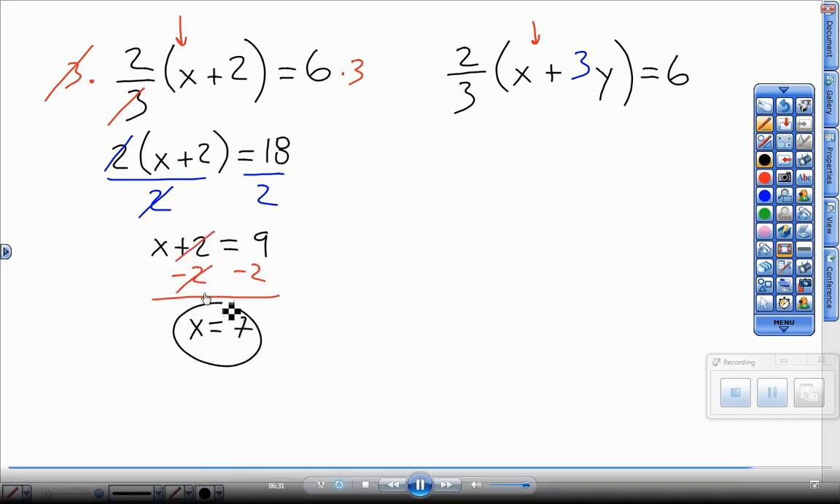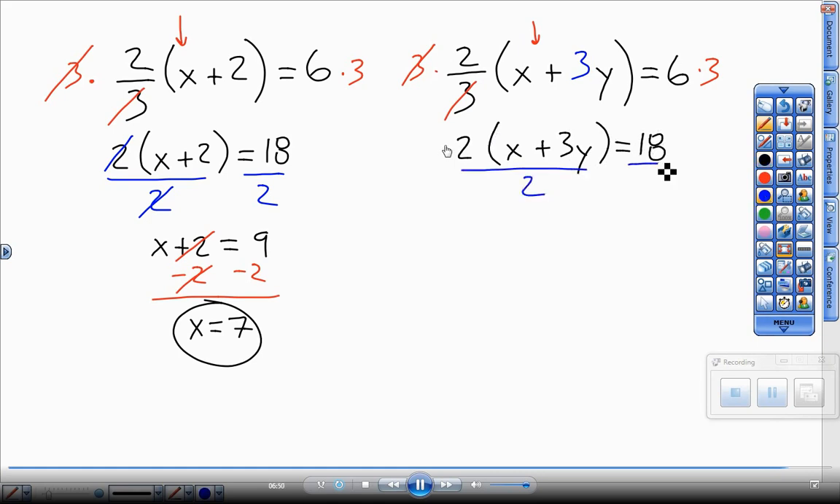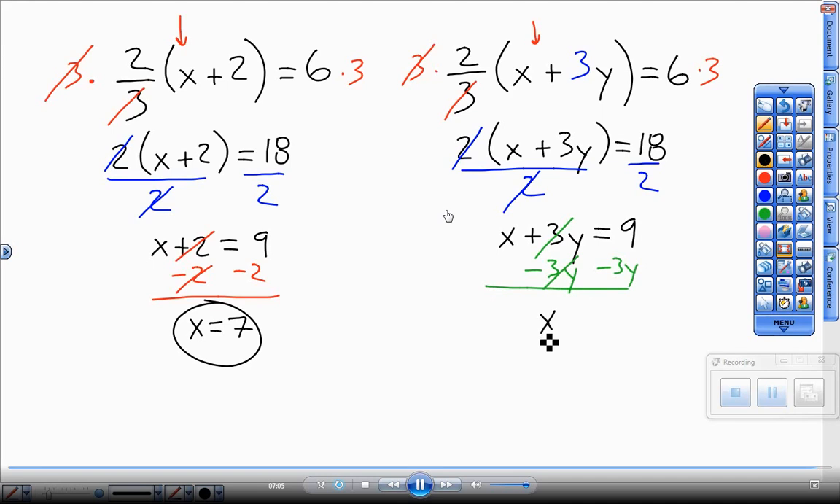Black, black. The last one, start by timesing by 3, both sides, timesing by 3. Cancel off those 3's, bring down the 2, and then parentheses X plus 3Y equal to 18. Divide both sides by 2. And that gives me X plus 3Y equals 9. And then to solve for X, I'm just going to take away 3Y, minus 3Y. Solving both these for X gives me X equals negative 3Y plus 9.